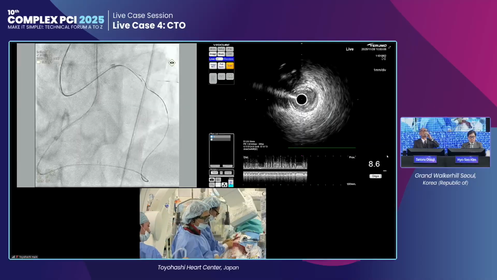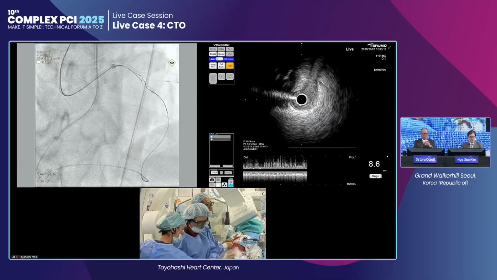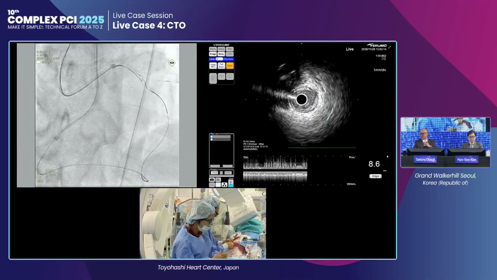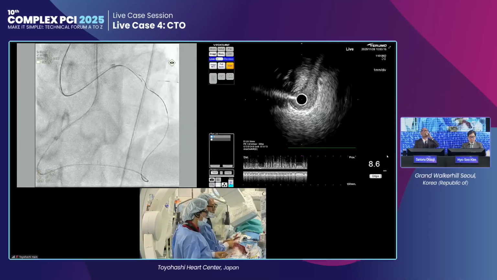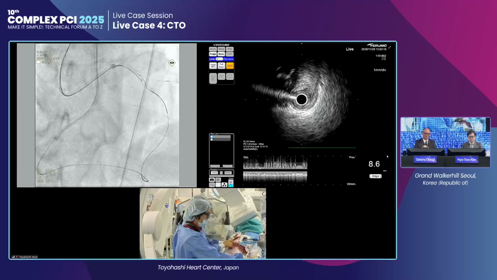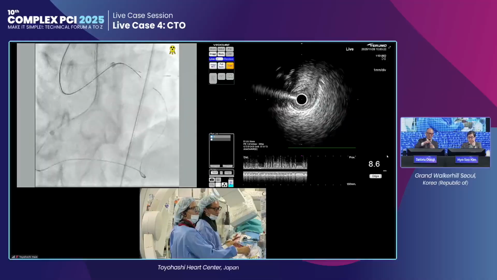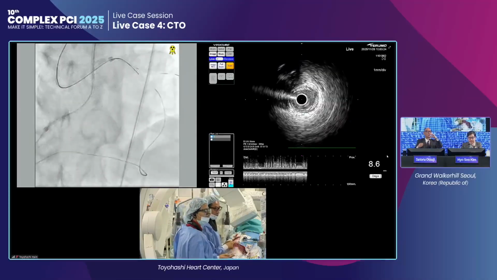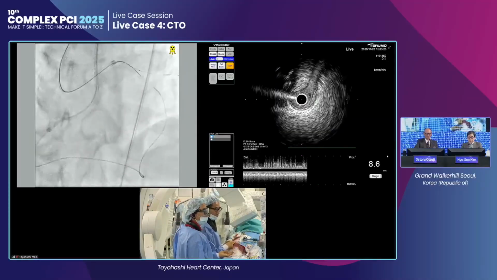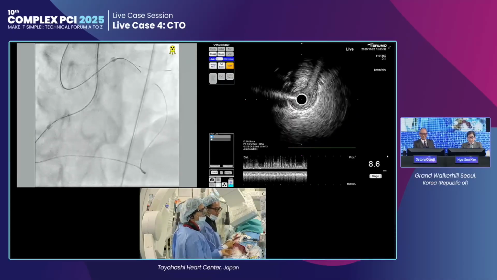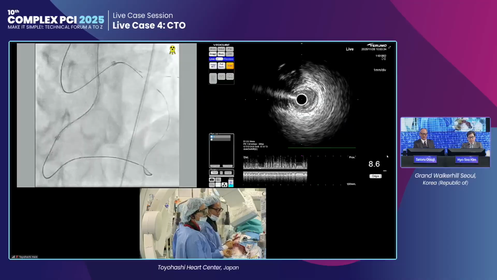How about advancing the antegrade wire and a small balloon? Yeah, but because this is a very, very short segment of the CTO, that's why. The length is actually about 5 millimeters. It's not so difficult. Just manipulate the retro wire, then you can easily find the space, hopefully made by the antegrade wire.